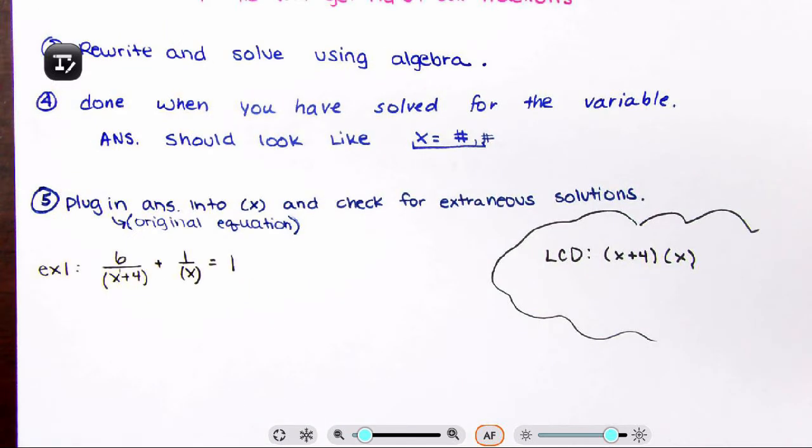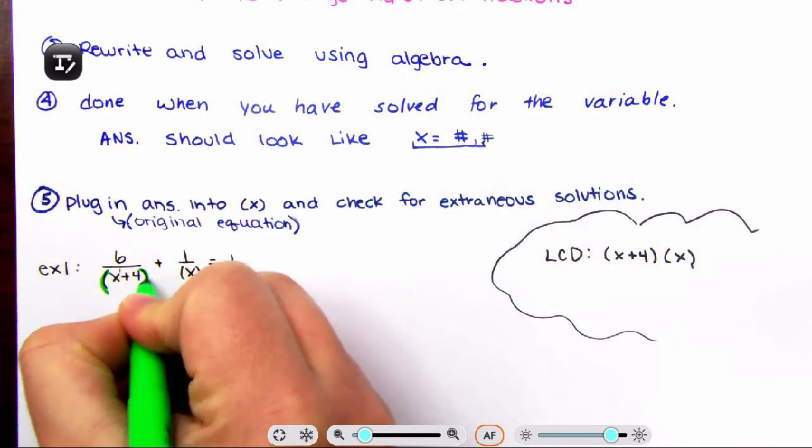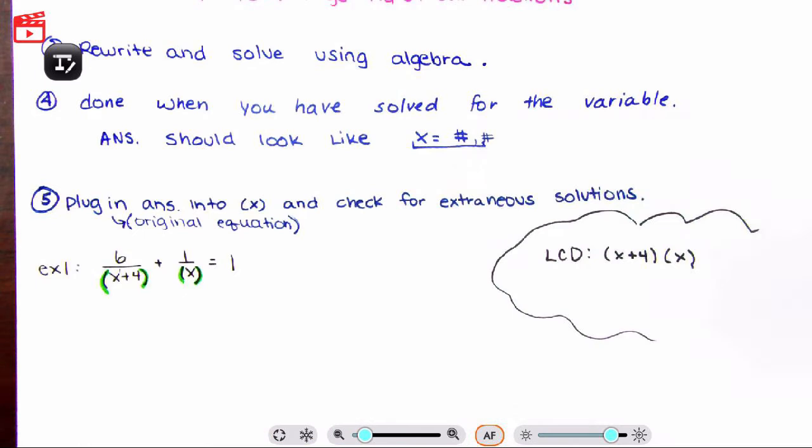Alrighty, so for example number 1, we have 6 over x plus 4 and 1 over x is equal to 1. I went ahead and put bubbles around x plus 4 and x, and the reason I did that is because I noticed that for x plus 4, the exponent on x is 1, so we can't factor that. And for x, the exponent is 1, so we can't factor that.